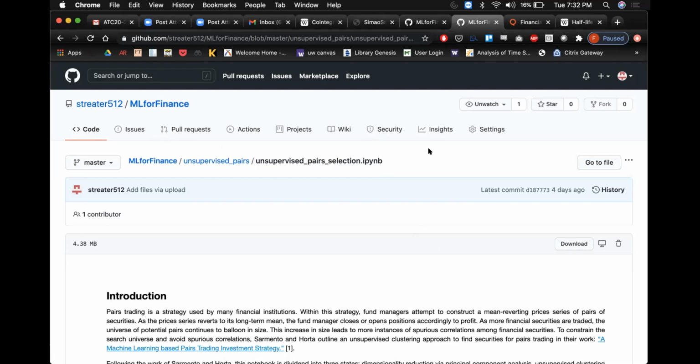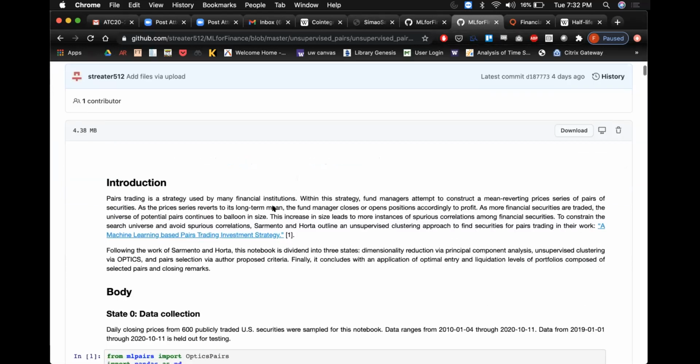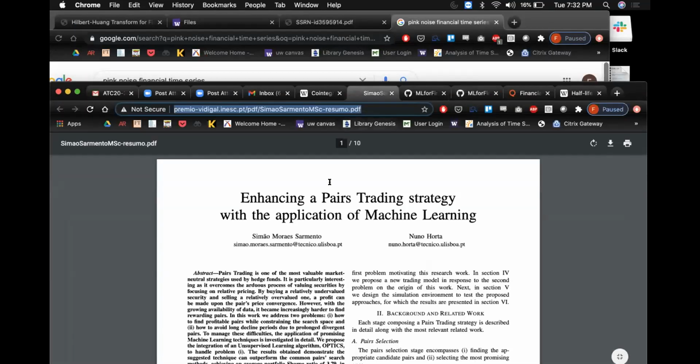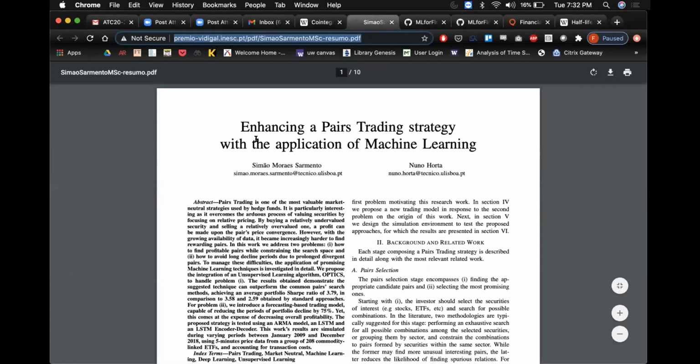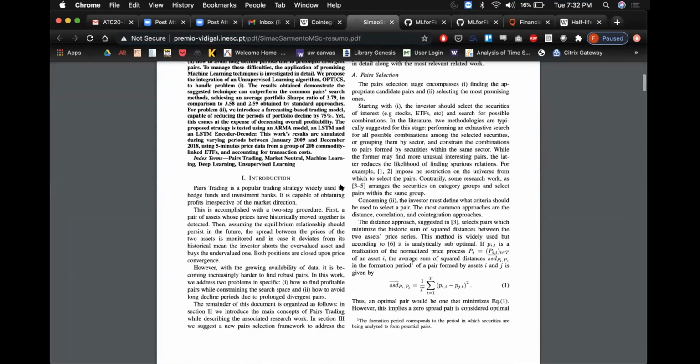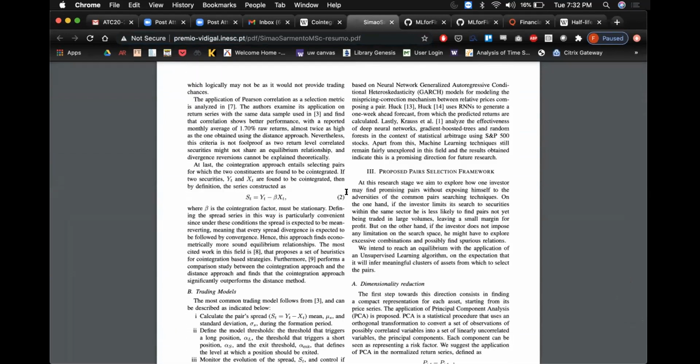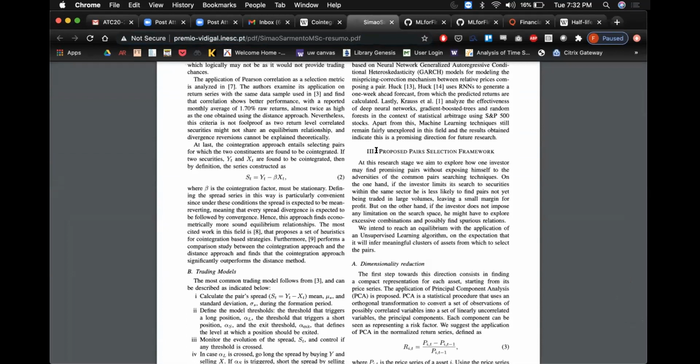Is the paper inside the Python notebook? Yeah. So I have a link to the actual paper, but I can edit the notebook and drop the paper in there. It's in the chat, I see it. Yeah, it's in the chat right here. So this is the paper, it's 10 pages, pretty short. This notebook really just covers the first portion of this paper, the proposed pairs trading framework.